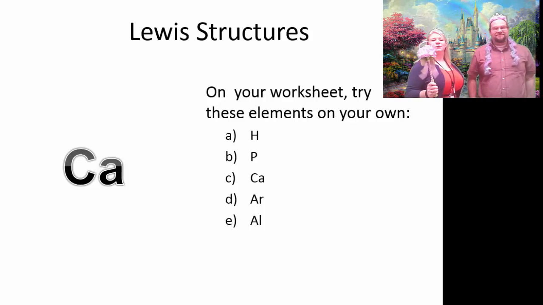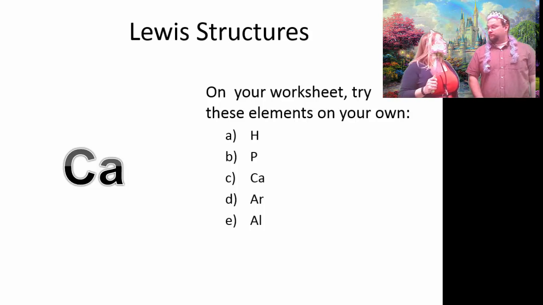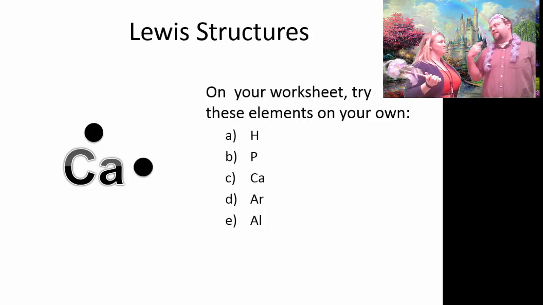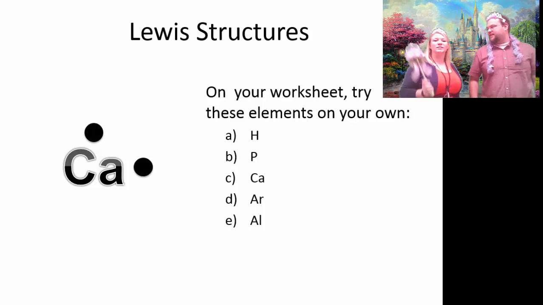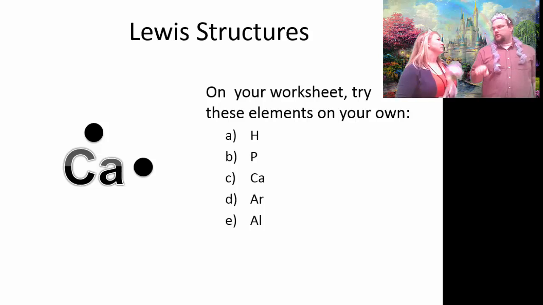Okay, so calcium is in group 2, so it should have 2 valence electrons. Let's see what they look like. 1 and 2. This is super easy. You're just taking the group number and counting out the valence electrons and putting dots. Count clockwise, starting at the top.